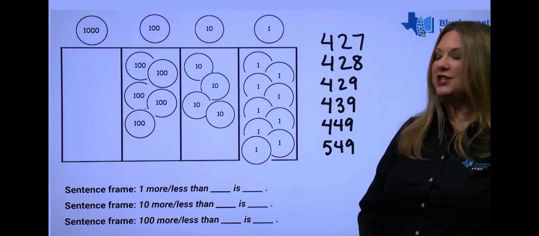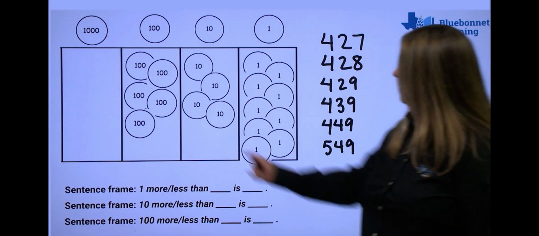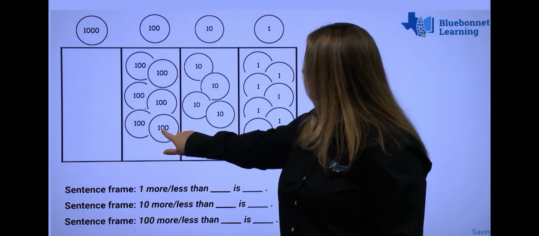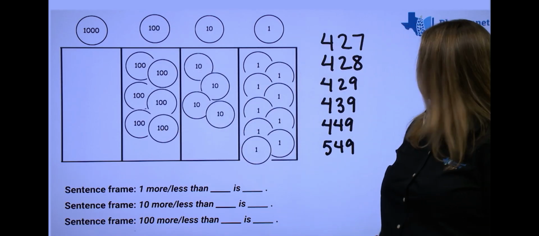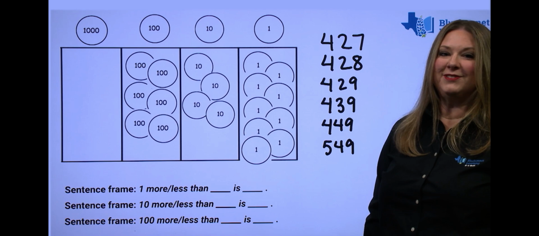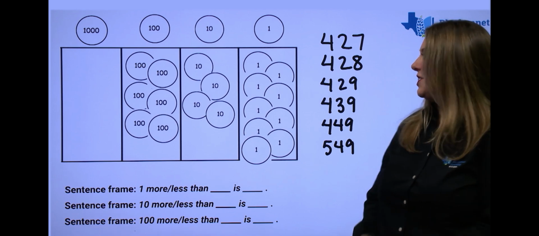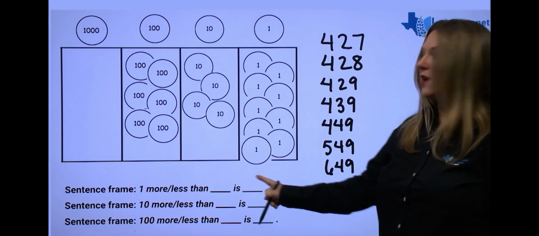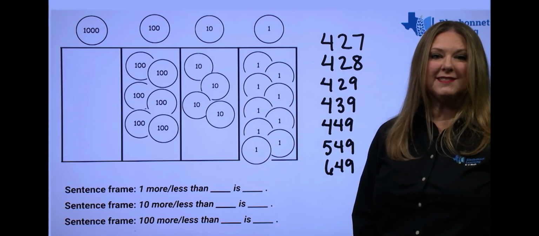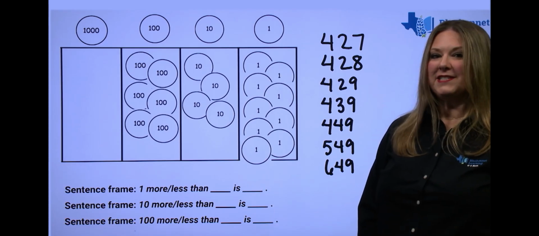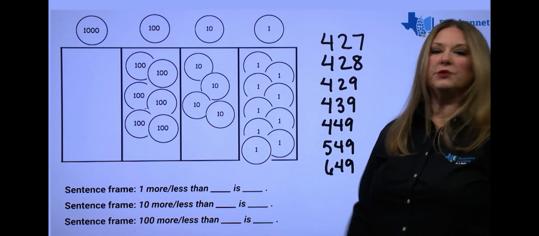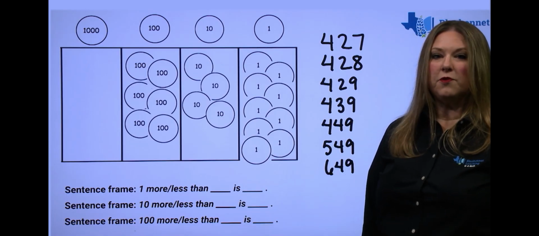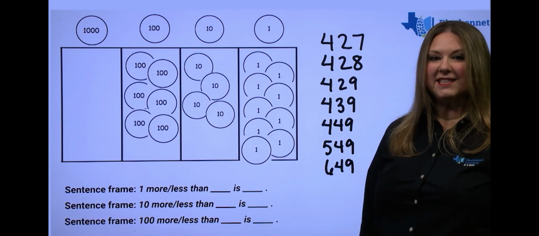Let me make another change now. What do I have now? Good, 649. And which sentence frame will you use? That's right. 100 more than 549 is 649.